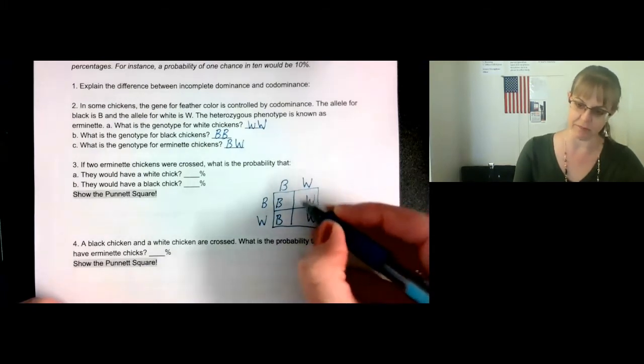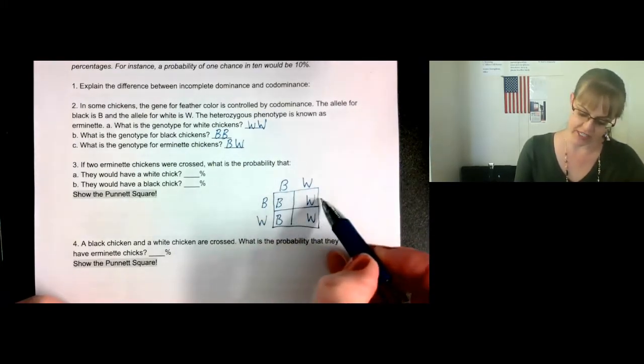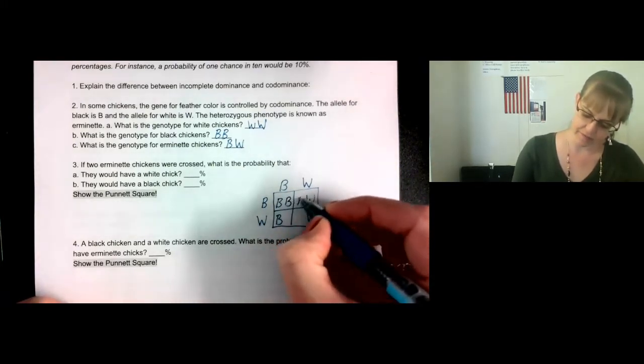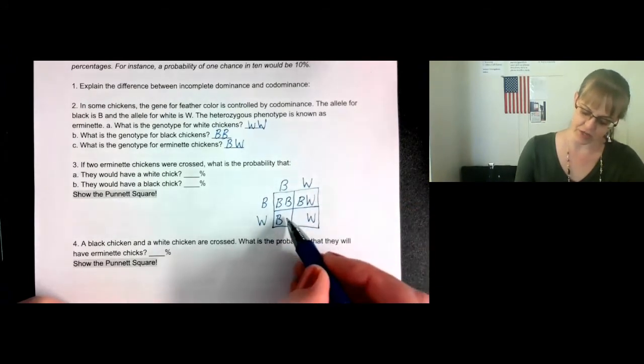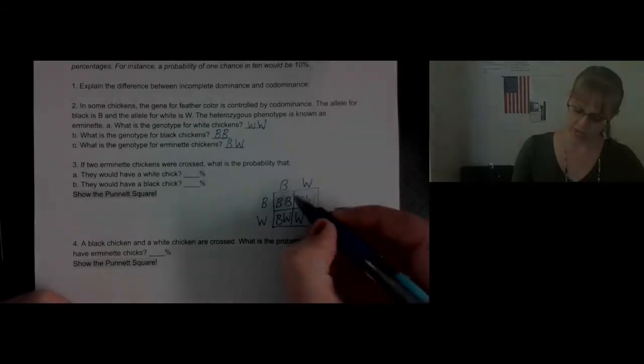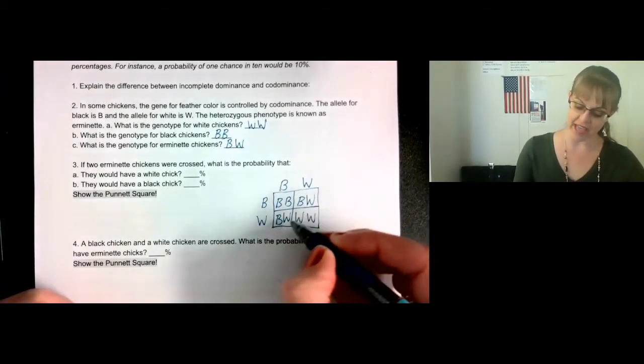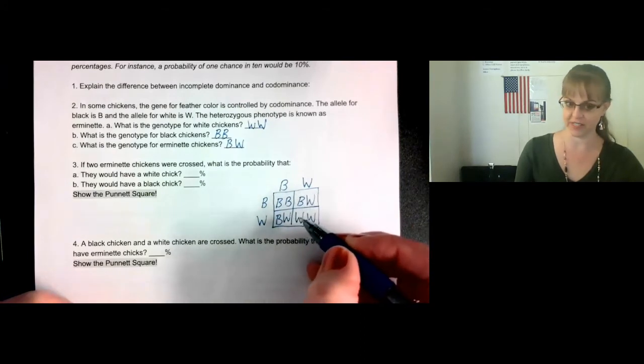Notice I'm leaving room to write a B out front if there is one. This B will go here and here. This W will go here and here. We have a black chick, a white chick, and two erminette chicks.